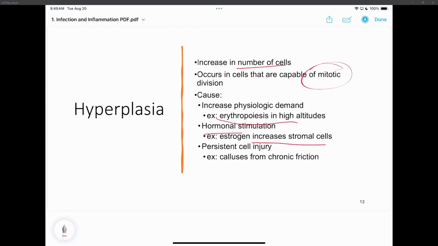And persistent cell injury. Calluses. People who work out, do a lot of barbell training, they get calluses on their hands a lot. Repeated injury to the tissue, it grows and gets thicker, and you get keloids, you get scars, stuff like that. That's all hyperplasia.